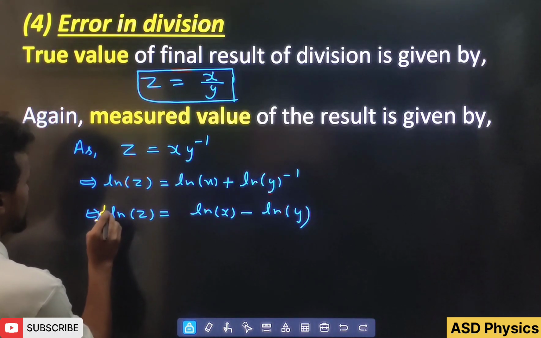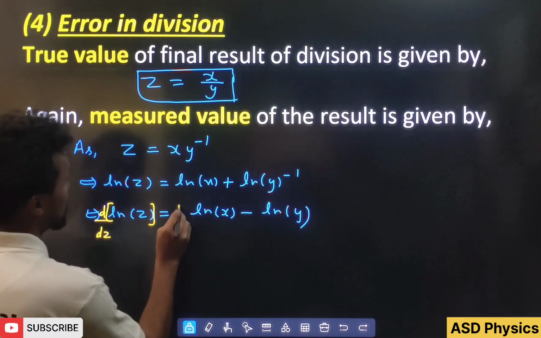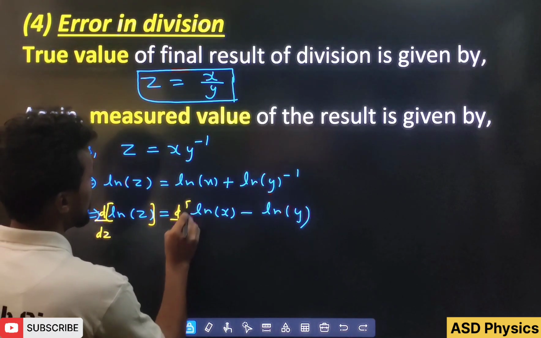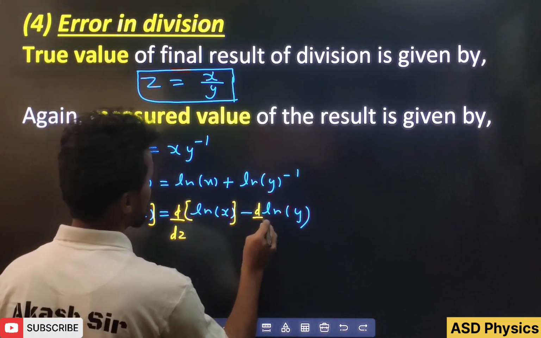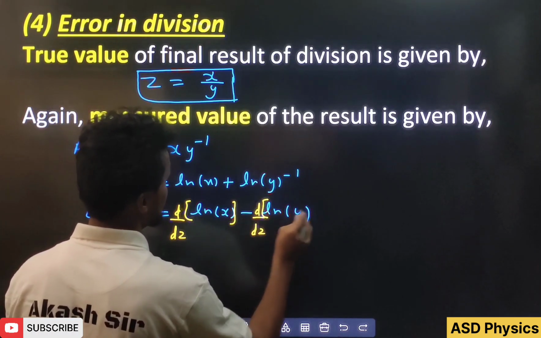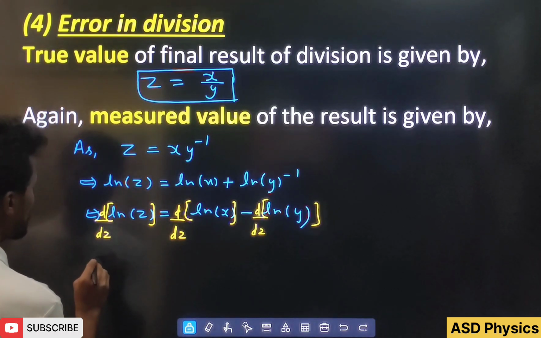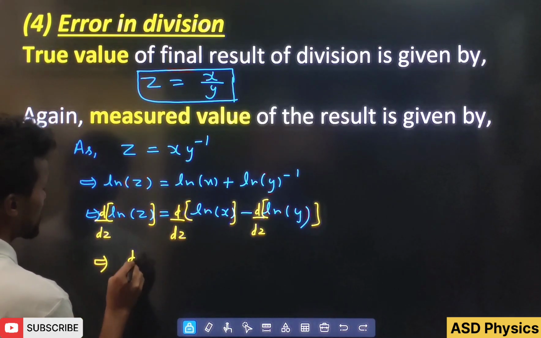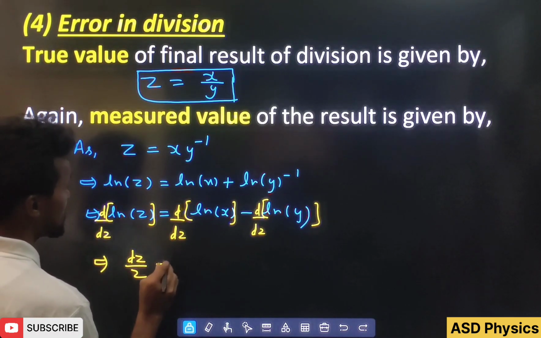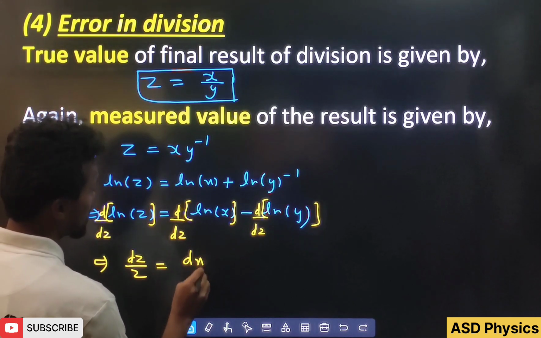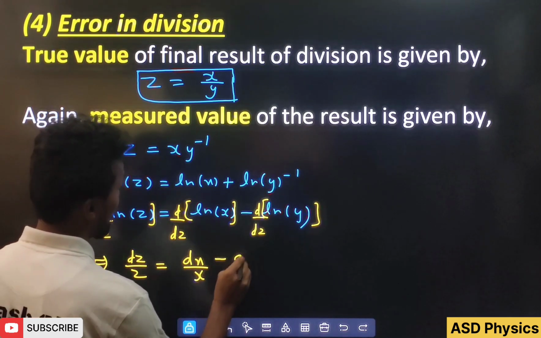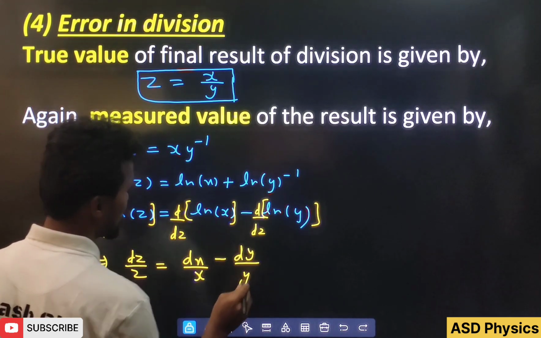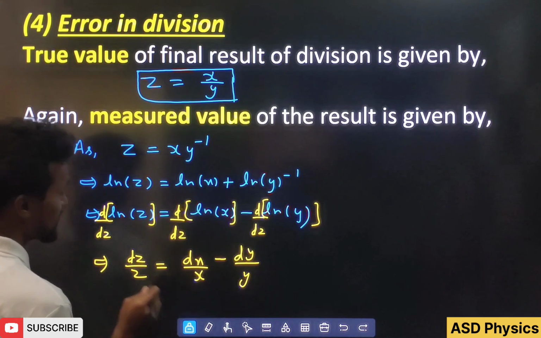After that, on both sides I will take d by dz. Kindly see here, I am writing d by dz here, and in the same way here, and here also, students. Can you see? So now you know very well what will come here. As we have done before, it will come dz by z is equal to dx by x minus dy by y.